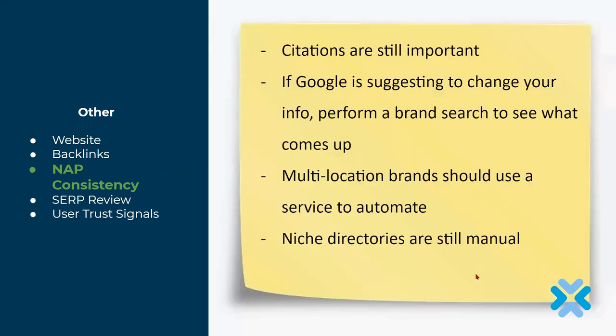So pay attention. Multi-location brands, you need a service, because going and changing 30 citations, all the hours, especially because of COVID, is hard. So DBA can do that for you. Niche directories are still manual. If you're a vape shop, there are lots of directories for that, but they're not in the main systems, right? You're going to have to go and look for those websites.